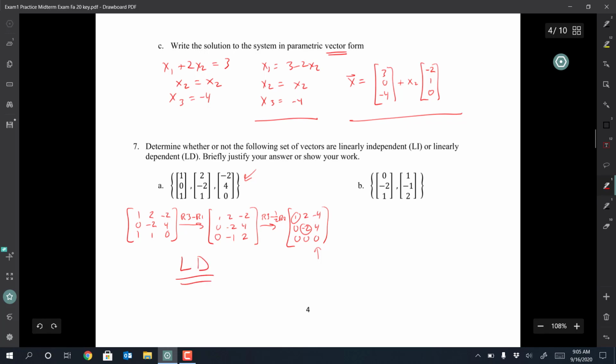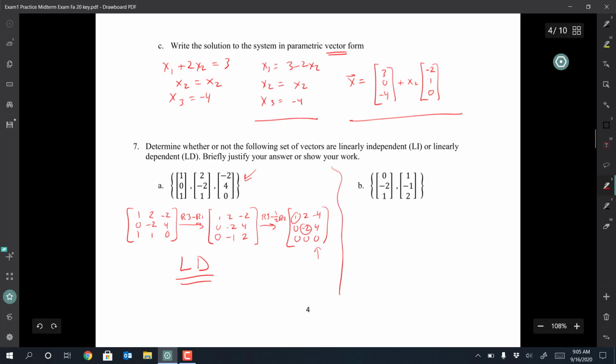Apparently that last vector is just a linear combination of the other two vectors. Now I might not be able to see exactly what the linear combination is. I actually could figure it out if I finish the row reduction, but at this point I just need to know whether they're independent or dependent. Here they're dependent. And then I'll look at the next one.